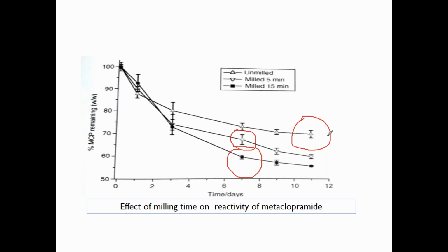With a suitable analytical method, let us imagine they have done three trials. In one, they studied the drug and excipient without milling. In another, milling for 5 minutes. In the other, milling for 15 minutes. They blended metoclopramide with the lactose, and then carried out the interaction study after a certain duration of time. What they noticed was that the unmilled sample means milling has an effect. That's what I told you in the previous slide.